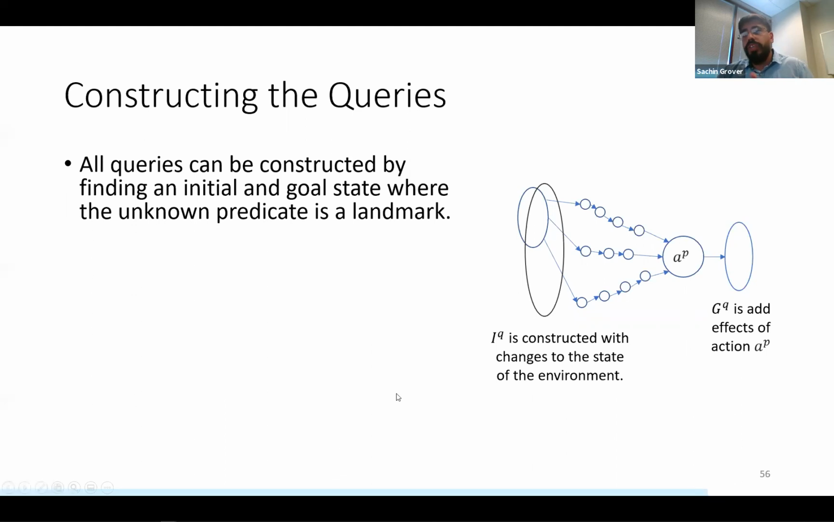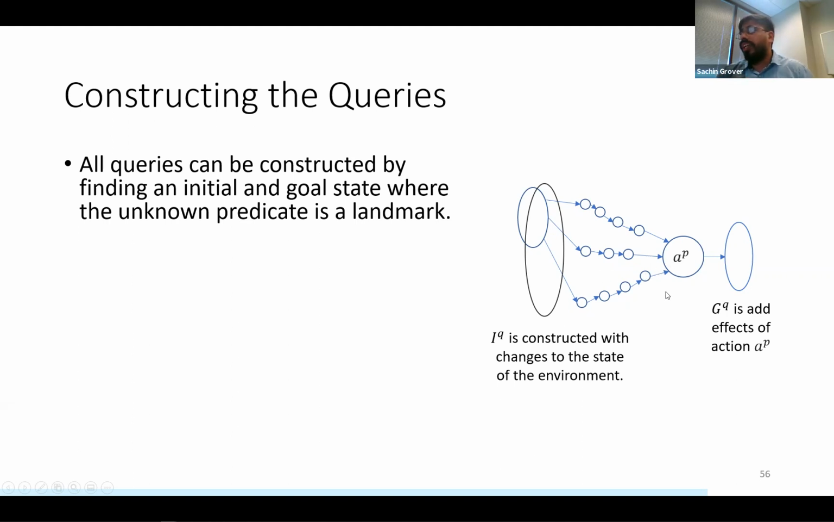Just to give you an intuition of how these queries can be constructed: we have to ensure that the question, the predicate, the constraint that we are actually asking about, should be the landmark in all the plans that a human can construct.